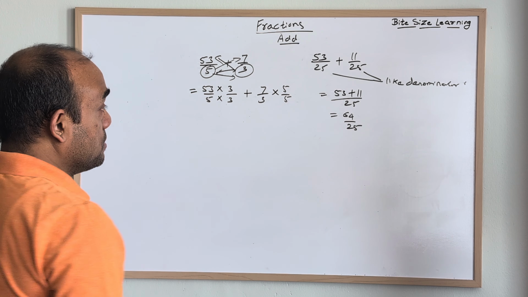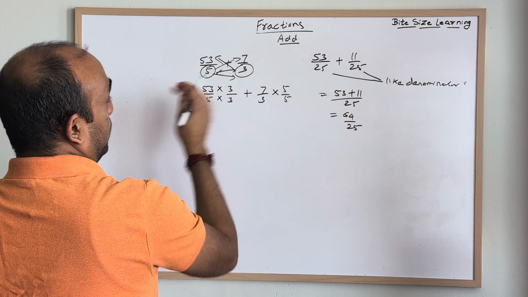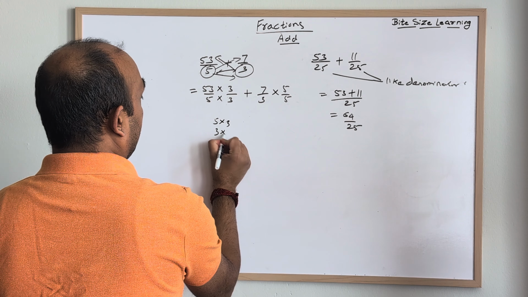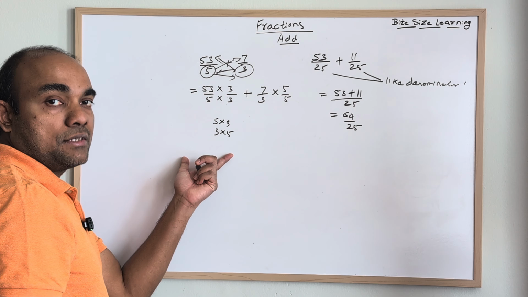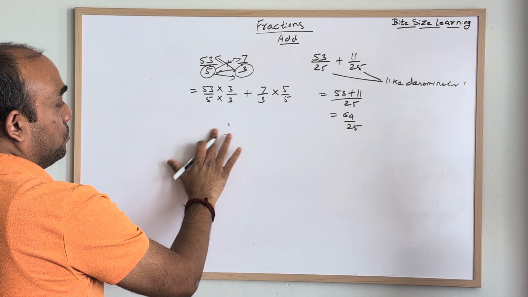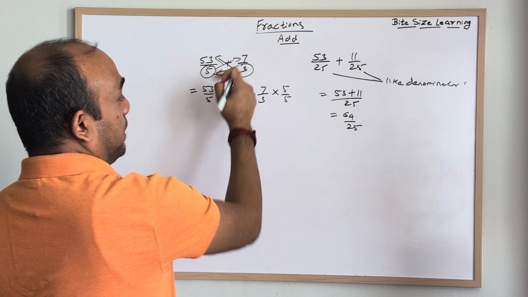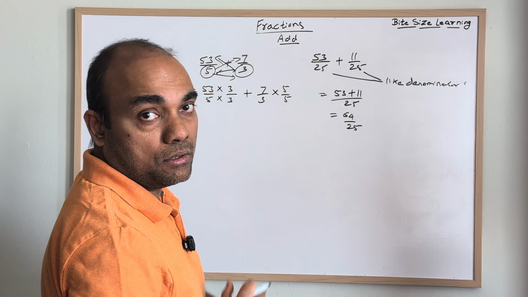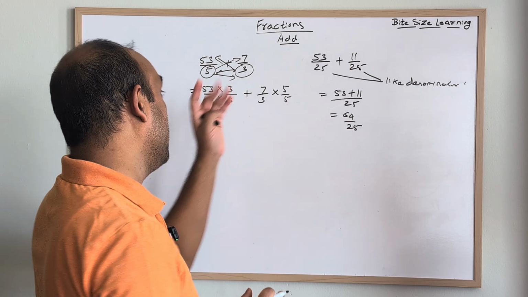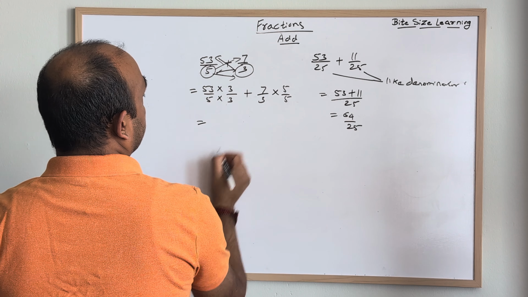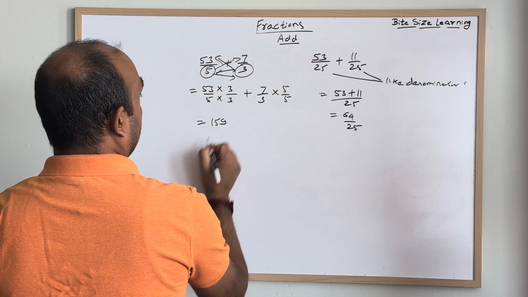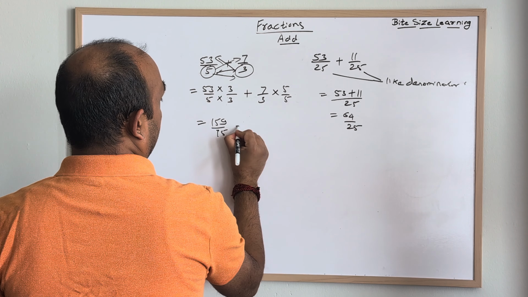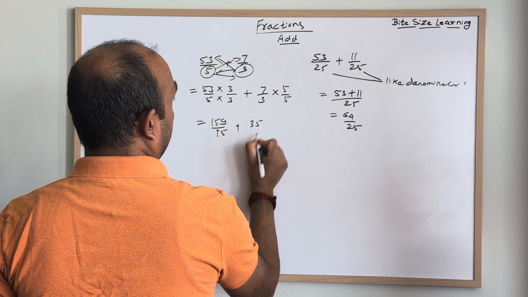Why are we doing this? To convert this into like denominator, you will do 5 times 3 or 3 times 5. You will get the same result. That's how we multiply numerator and denominator by the same number, taking the number from the other fraction, and then convert it. So 3 times 3 and then 5 times 7, which gives 9 by 15 plus 35 by 15.